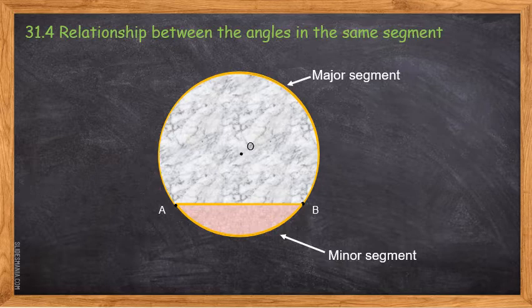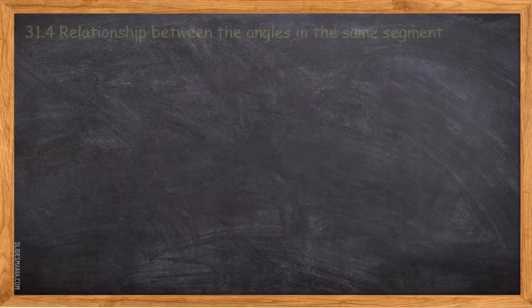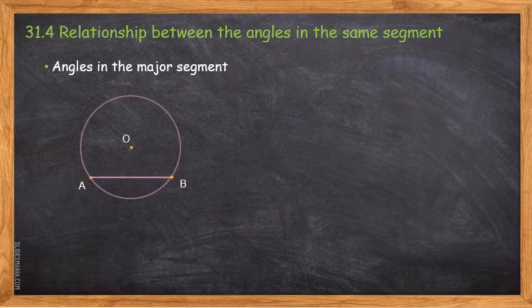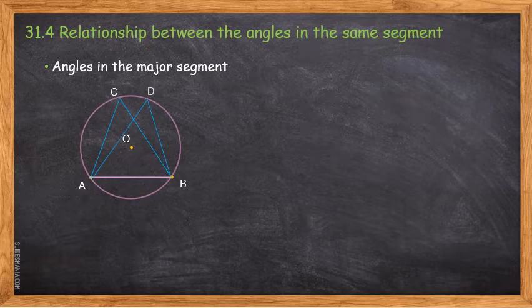Then let's look at angles in these 2 types of segments, major segment and minor segment separately. Then angles in the major segment. Let's look at a figure. Here I have drawn a chord AB. Then this larger part of the circle is the major segment. Then we can draw angles in the major segment like this. Notice that the vertex of the angle is on the circumference.